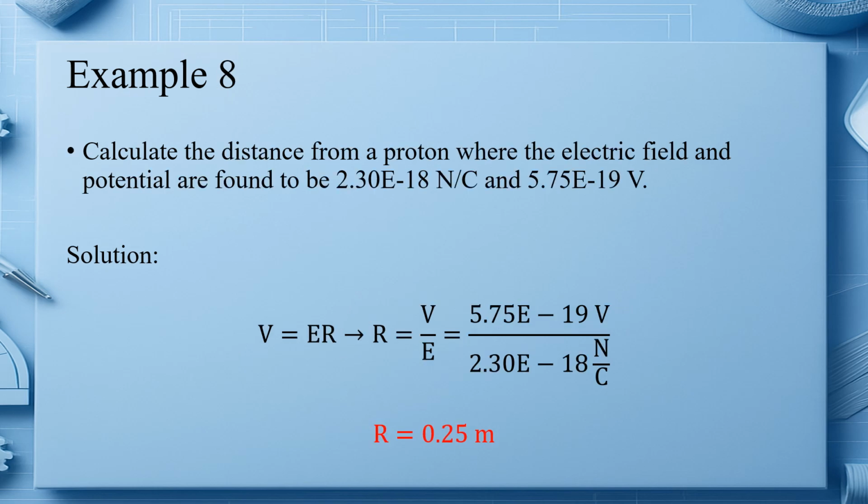Calculate the distance from a proton where the electric field and potential are found to be 2.30 times 10 raised to negative 18 Newton per coulomb and 5.75 times 10 raised to negative 19 volts. So we just follow the formula and then derive the formula for the distance. So the distance R is equal to 0.25 meters.